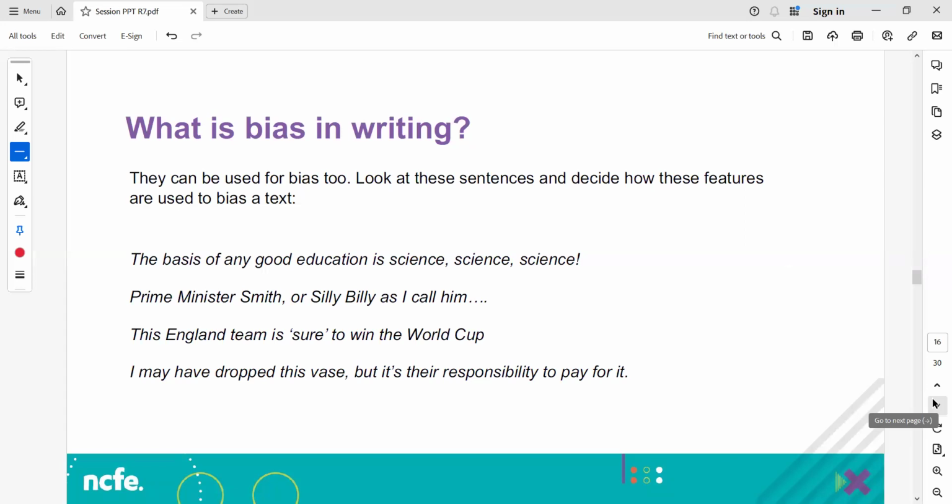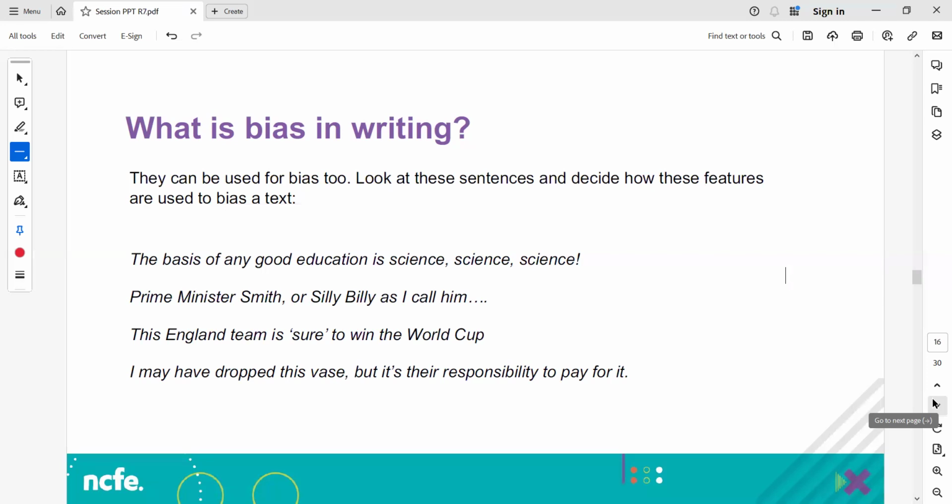So putting the speech marks around the word sure changes its meaning. So rather than seriously saying the England team is sure to win the World Cup, they're meaning the opposite. So the sarcasm is when they are meaning the opposite of what they say. So somebody said, oh, this team are sure to win the World Cup, but this writer doesn't believe that. So they're making fun of that word sure because they don't believe that England will win the World Cup. Okay.